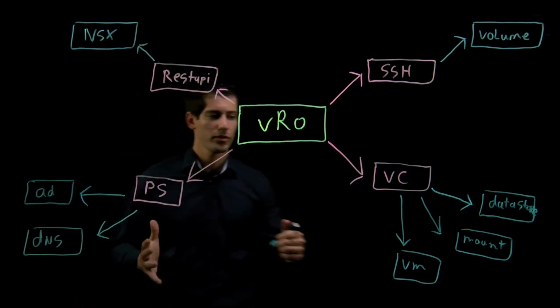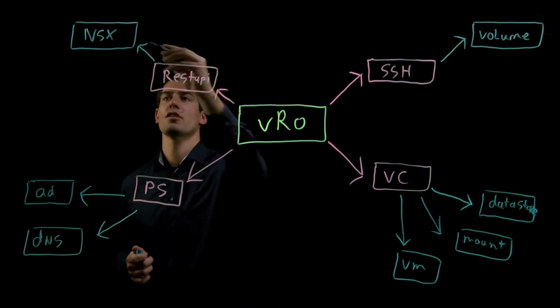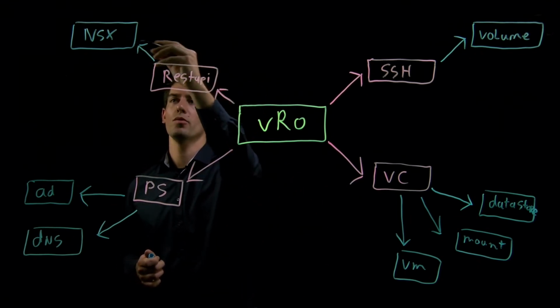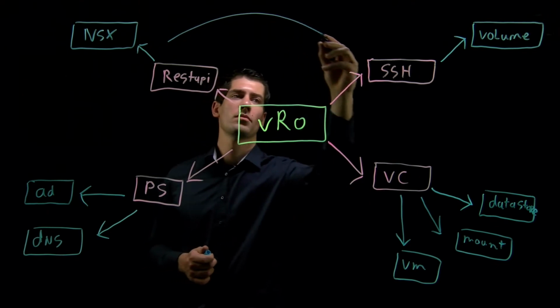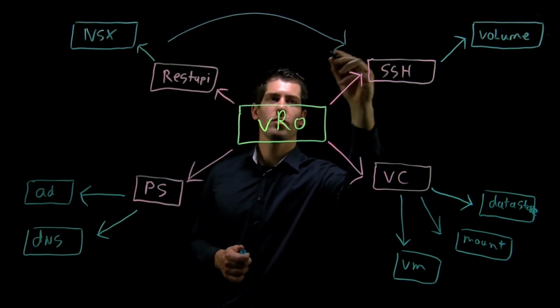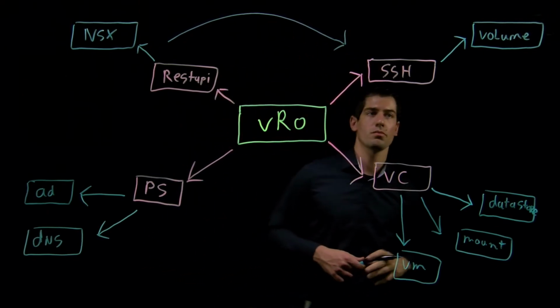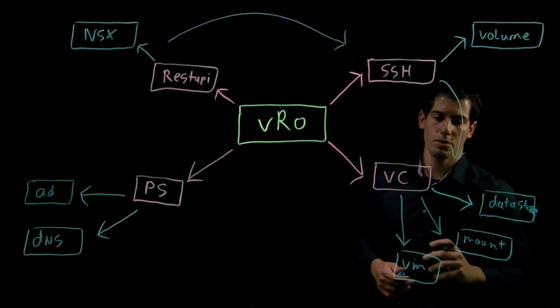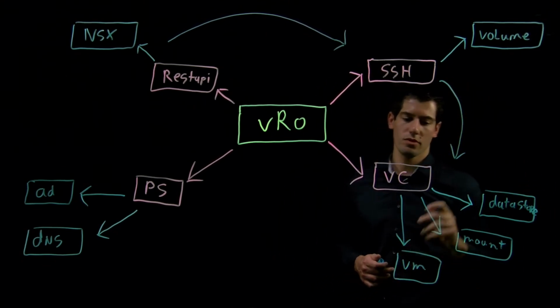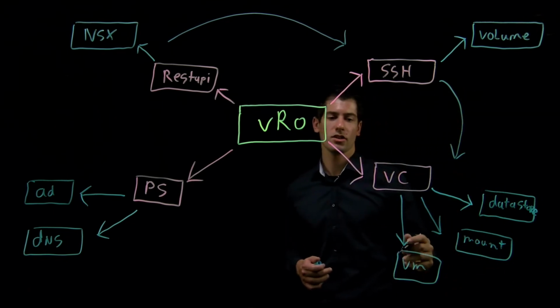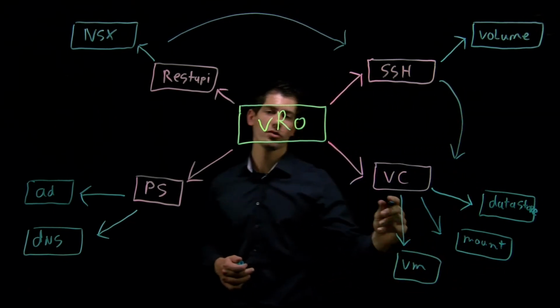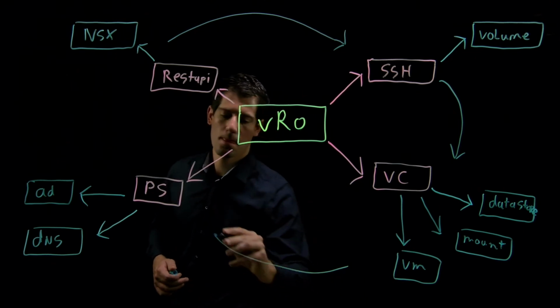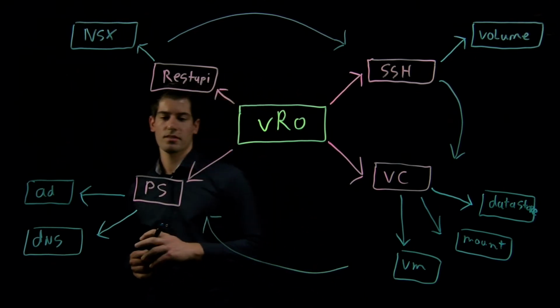So what we've done here is basically create a new network with NSX. Then we created a new volume. That volume was made usable by vCenter. We mounted it on the ESX host, created a new virtual machine, and registered it in the infrastructure.